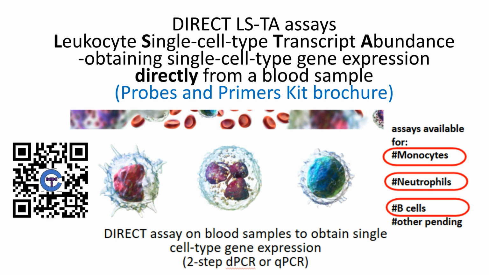Welcome to this video on direct leukocyte single-cell type transcript abundance, or LSTA assays. This kit allows for obtaining single-cell type gene expression directly from a blood sample using probes and primers. Assays are currently available for monocytes, neutrophils, and B cells.